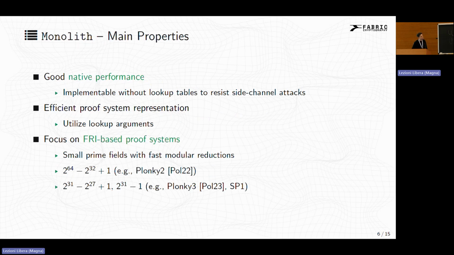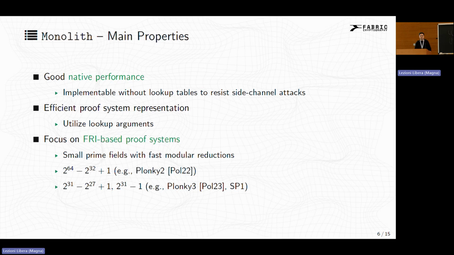So what are the main properties of this permutation? First, we have quite good native performance, I'd like to say. It's implementable also without lookup tables in software, which means you do use the lookup argument or the lookup technique in the proving system, but you do not use memory lookups or cache lookups in software. So you are also arguably resistant against at least this type of side channel attack.